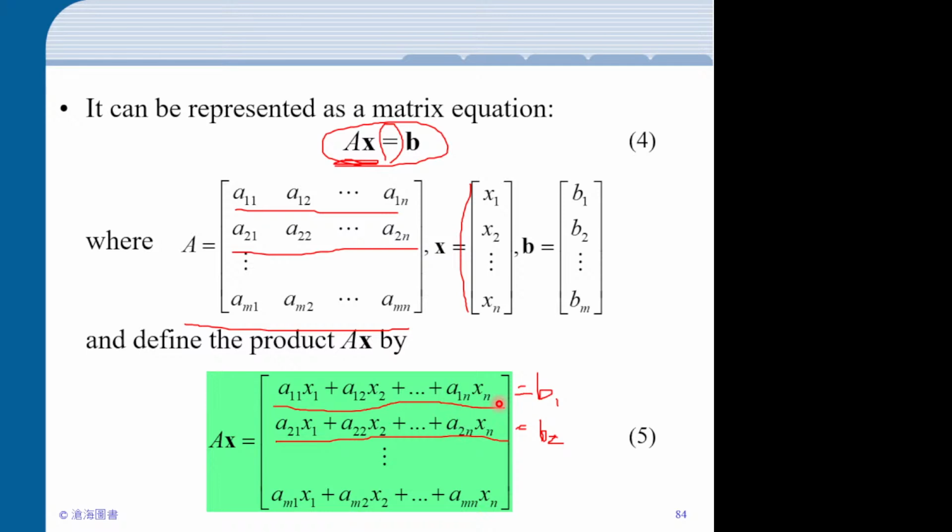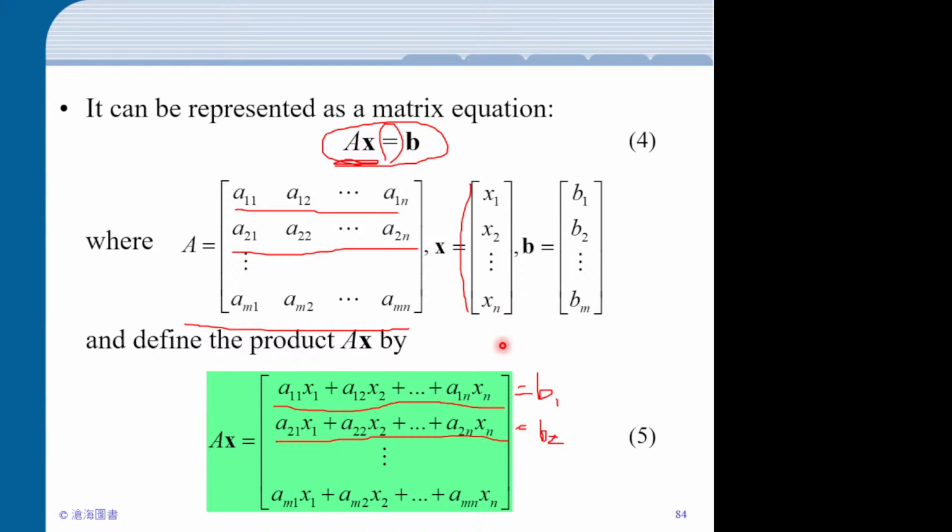Oh, we have a typo here. So this should be m here. Sorry about that. Oh no, never mind, I confused myself. That's correct. Sorry, this is xn.